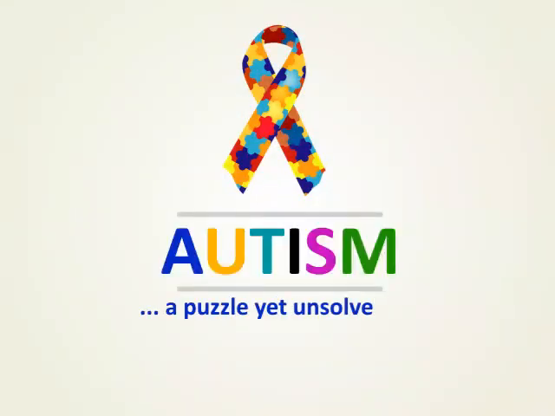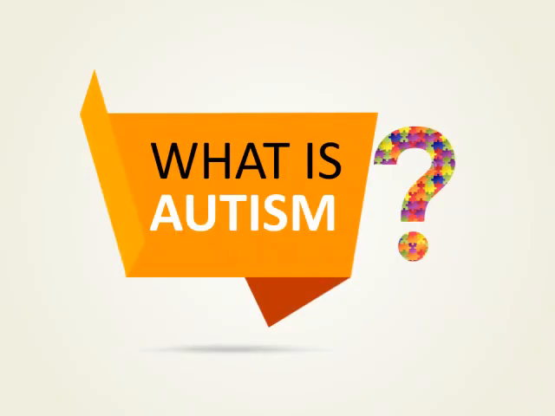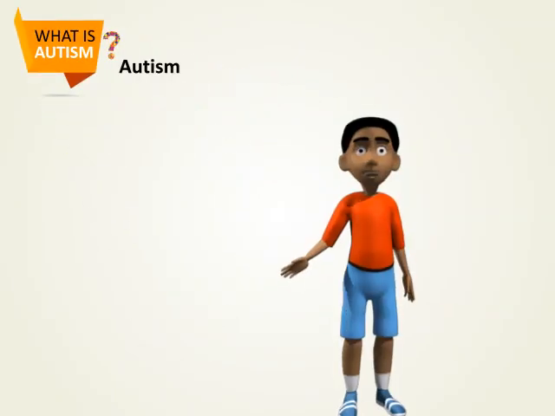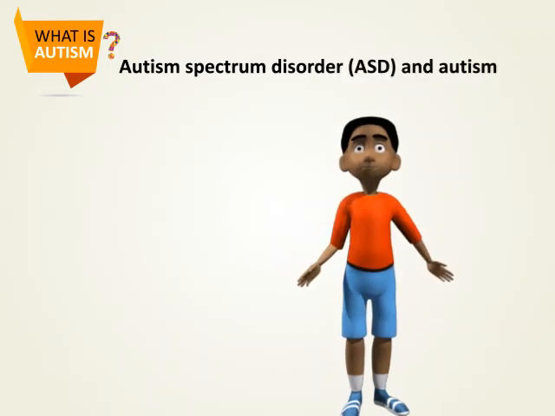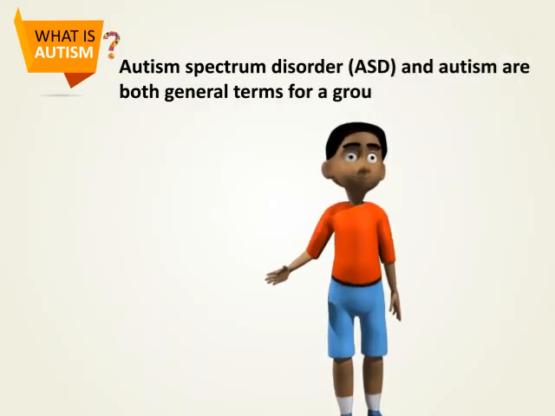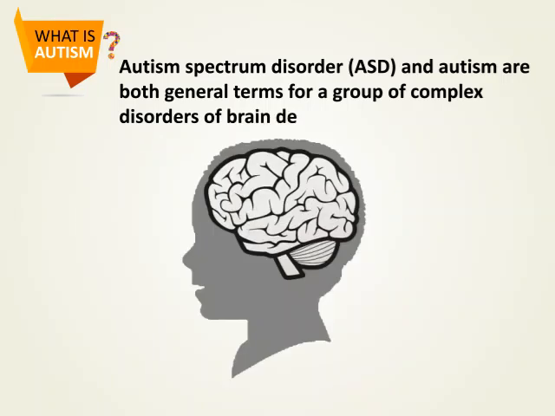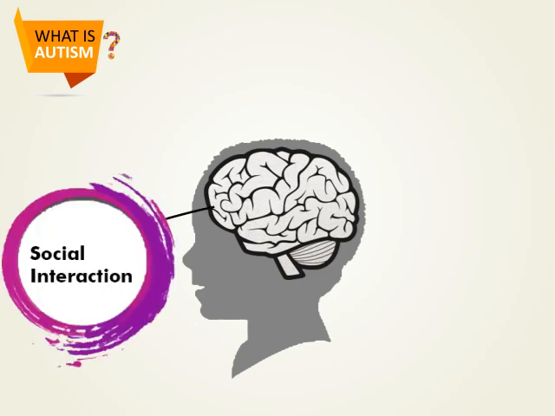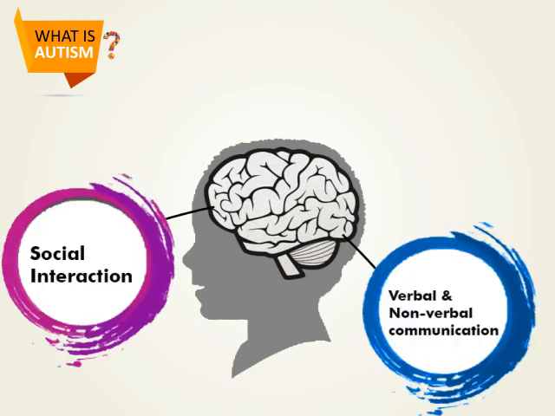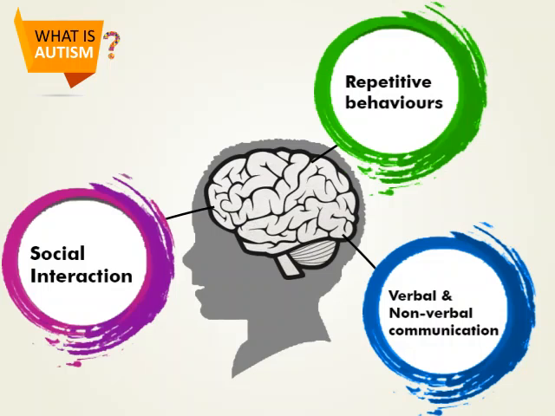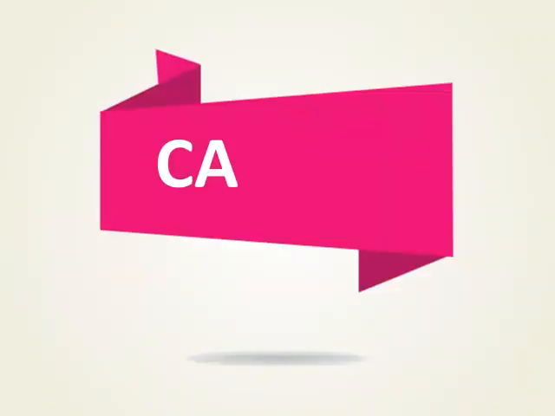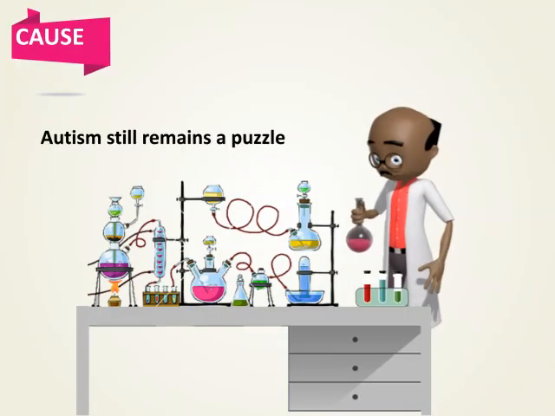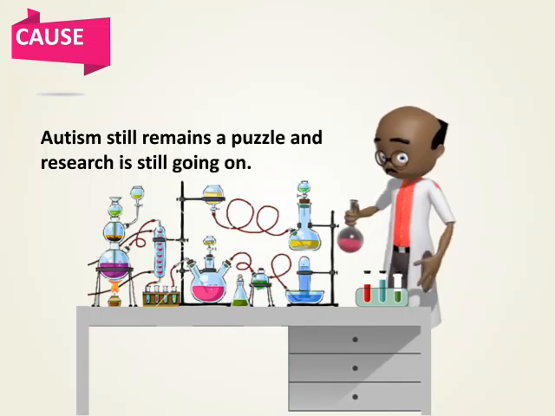Autism, a puzzle yet unsolved. What is autism? Autism spectrum disorder, ASD, and autism are both general terms for a group of complex disorders of brain development. These disorders are characterized in varying degrees by difficulties in social interaction, verbal and nonverbal communication, and repetitive behaviors. Cause. Autism still remains a puzzle, and research is still going on.